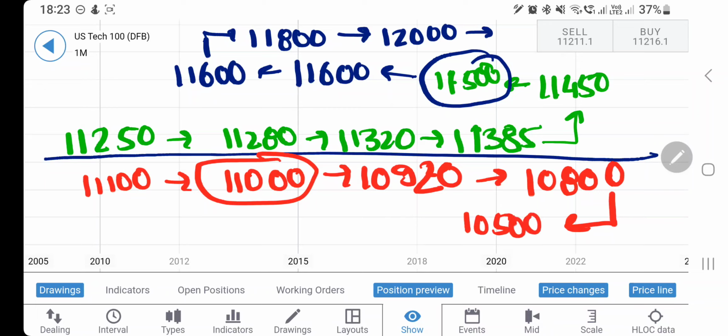I will still expect it to bounce back. I will still expect it to rise. I will still expect it to go past 11,500, 600 levels and trade bullish from here. So take your trades accordingly. Trade with the stop loss. Trade with the trailing stop loss.